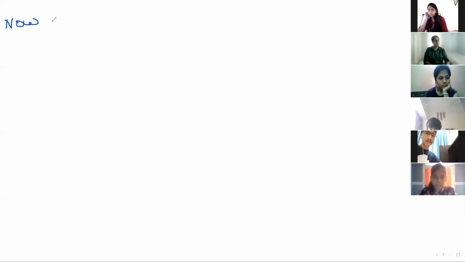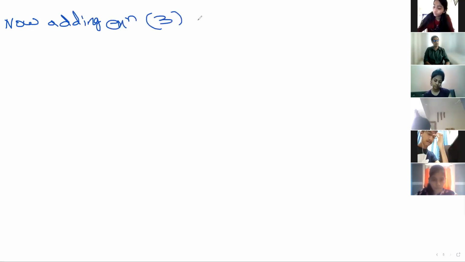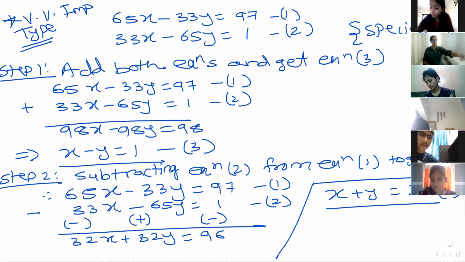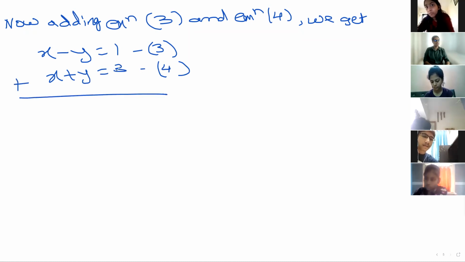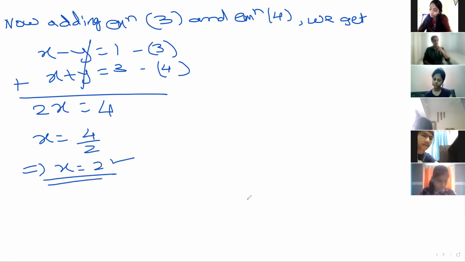Now adding equation 3 and equation 4, we get x minus y is 1, that was equation 3, and x plus y is 3, this is equation 4. So when you add, you don't have to worry about the signs. y will get cancelled. x plus x is 2x, 1 plus 3 is 4. So x will be 4 upon 2, which means x is equal to 2.